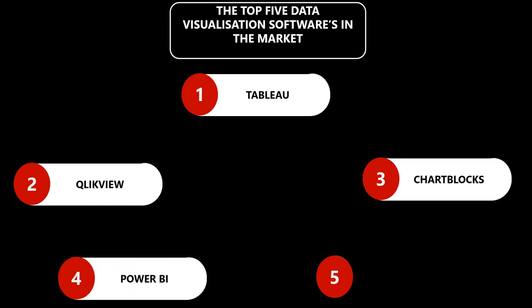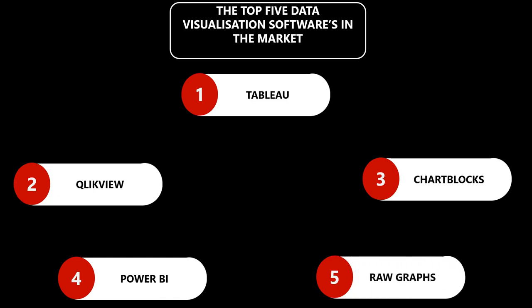The next on the list is Power BI, owned by Microsoft. Power BI is the software solution developed by Microsoft, which can provide business intelligence and analytical needs. And finally, we have RAWGraphs. Raw mentions on its own page of being the missing link between spreadsheet and vector graphics.